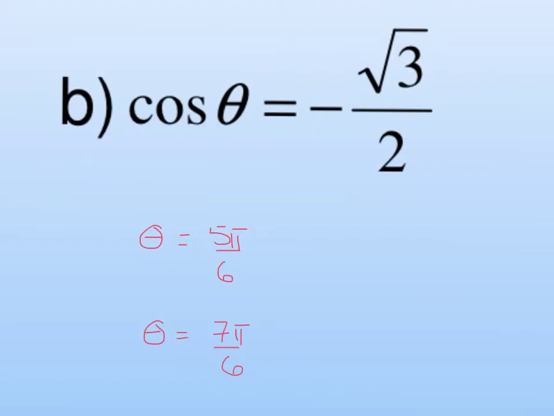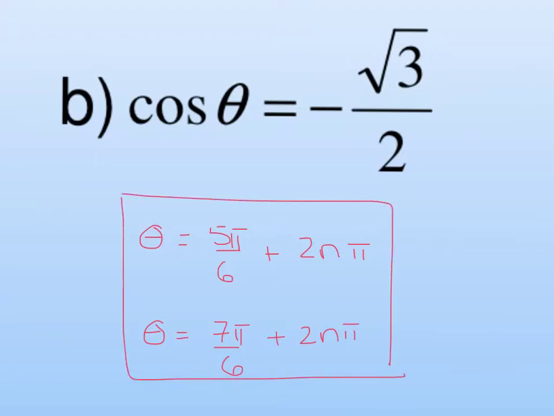However, I'm not told to solve on an interval, so I have to make sure I list all possible solutions. How do I make that happen? I just write plus 2n pi, and that would be our solutions.